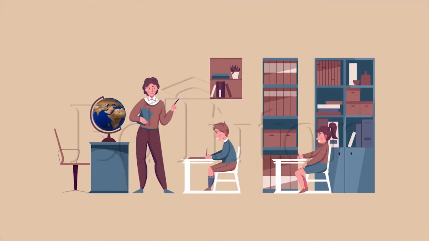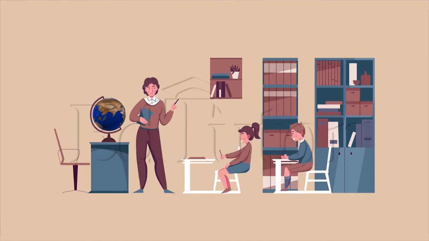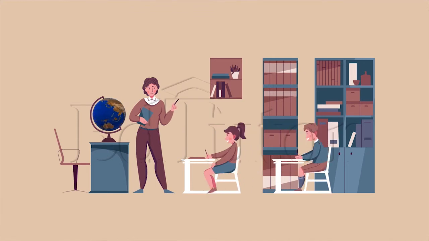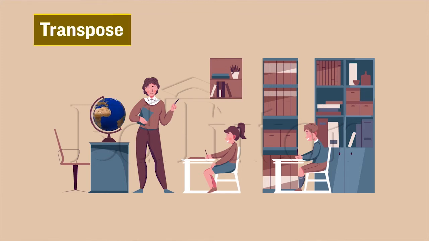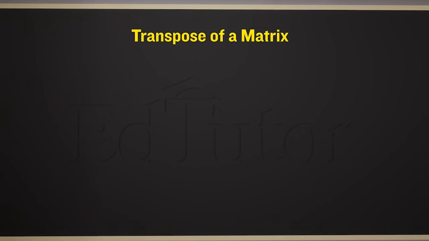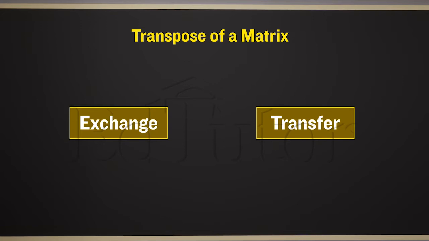Imagine your teacher asks you to switch seats with Ali. Maybe you are making too much noise. Because you two have exchanged places, we say that you guys have been transposed. The type of matrix we are discussing follows the same concept of exchange and transfer.